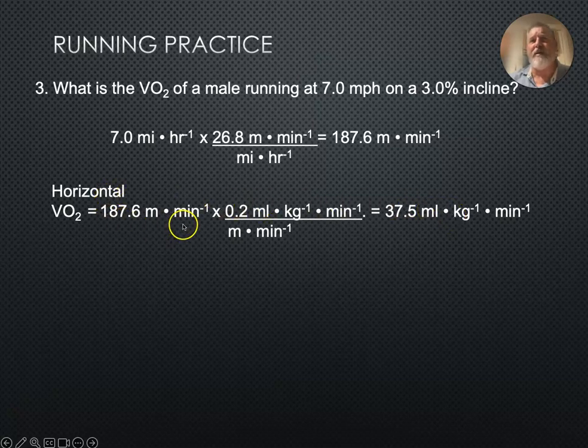I take the meters per minute that I just calculated, and I multiply it by my given, which is 0.2. Remember, 0.2 for jogging or running, 0.1 for walking.